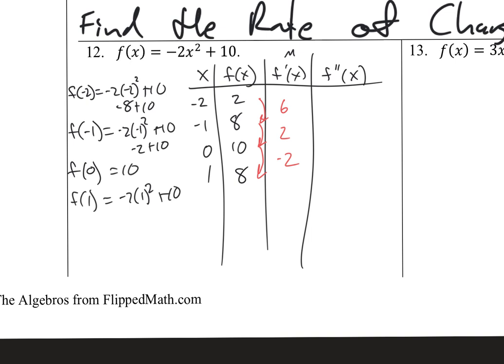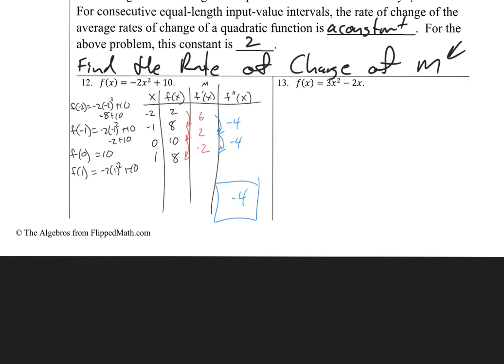What is that? Well, what's happening here? It looks like from 6 we went down to 2, so that's down 4. And from 2 we went down to -2, and that's down 4 again, and we get that constant of -4, and there's our answer for this one. That's the rate of change of the average rate of change.